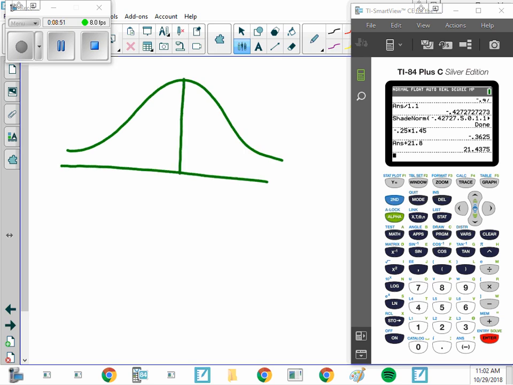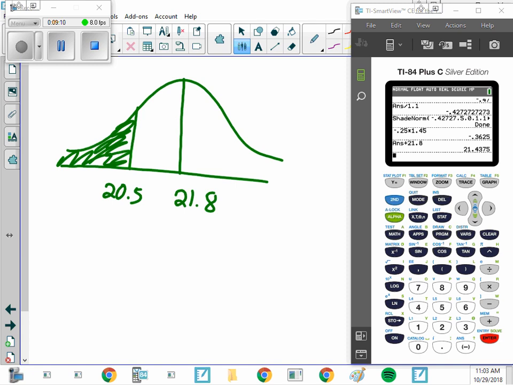And this is 21.8. And right here is 20.5. And we want percentile. And percentile is always left area. My answer is a shade, so I need to use shade norm in this case.